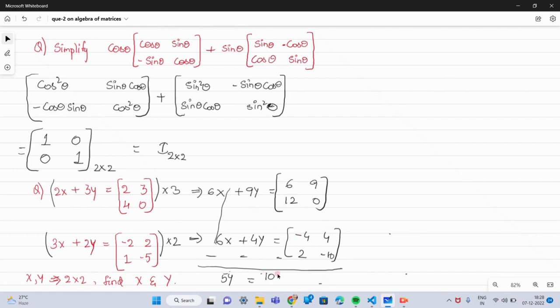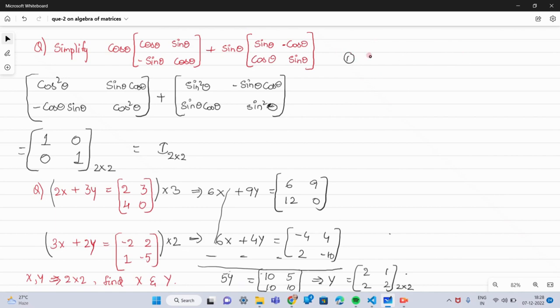You will get 10, 5, 10 plus 10. From this you can get Y matrix of 2, 1, 2, 2. Just divide all the elements by 5, of order 2 cross 2. Now similarly, substitute this Y matrix in any of the equations to get the X matrix.